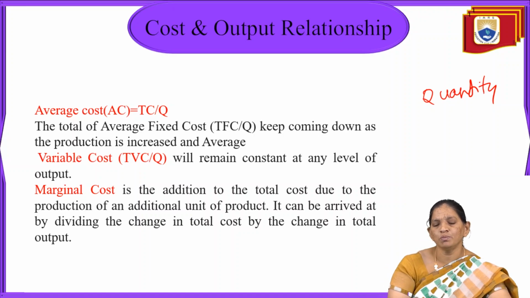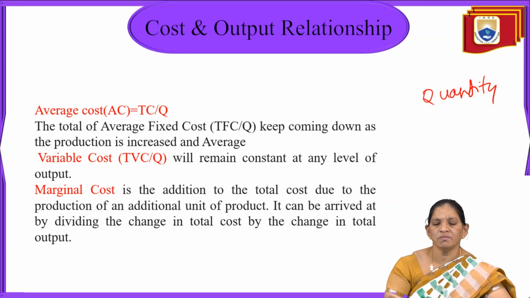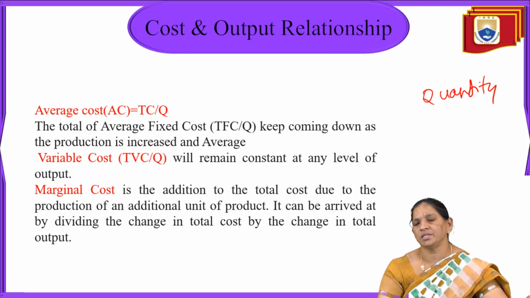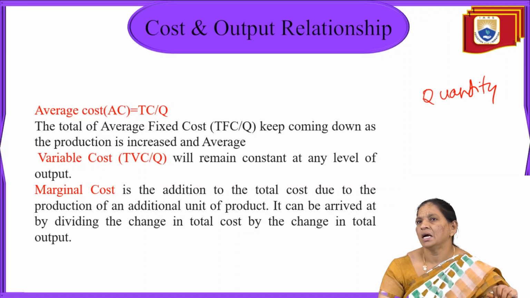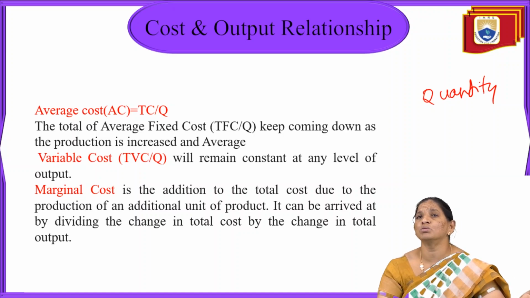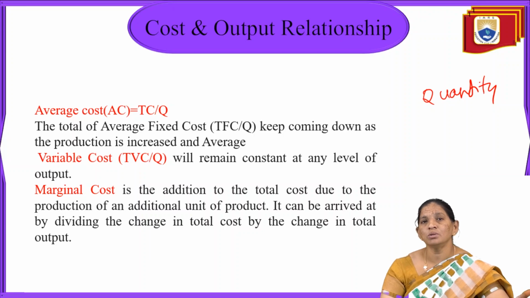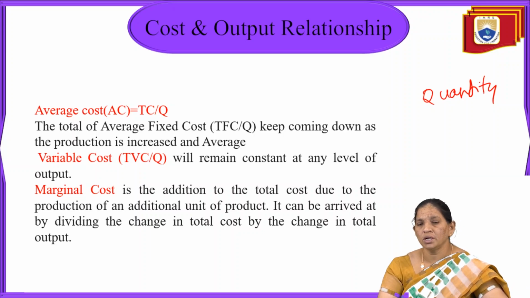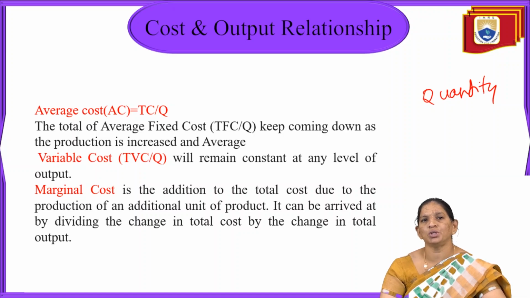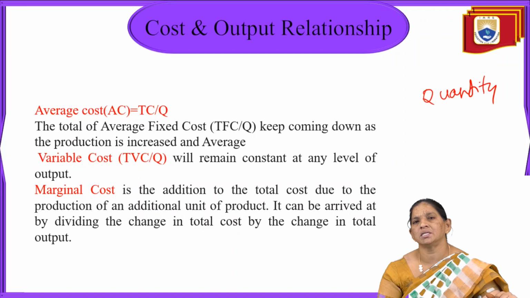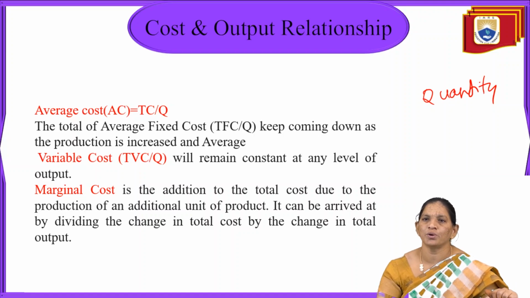When we look at variable cost, we get the average variable cost by dividing the total variable cost by quantity. Here it will remain constant at some levels of output, and after that level the variable cost will go on rising. So we can see what marginal cost is. Marginal cost, as we know, is the additional cost due to the production of an additional unit. When one more unit is produced, the additional cost for that unit we call marginal cost or additional cost.